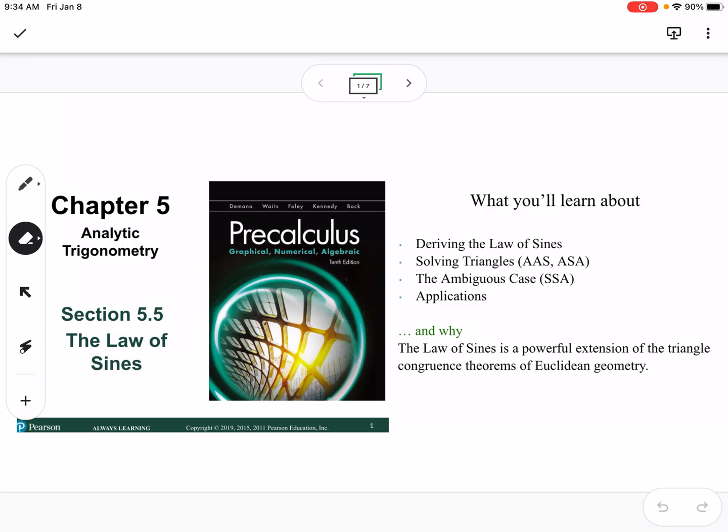This is section 5.5, which is the law of sines. We're going to talk about deriving the law of sines, solving triangles that are angle, angle, side, angle, side, angle. We're going to talk about the ambiguous case, which is side, side, angle, and we're going to talk about application.